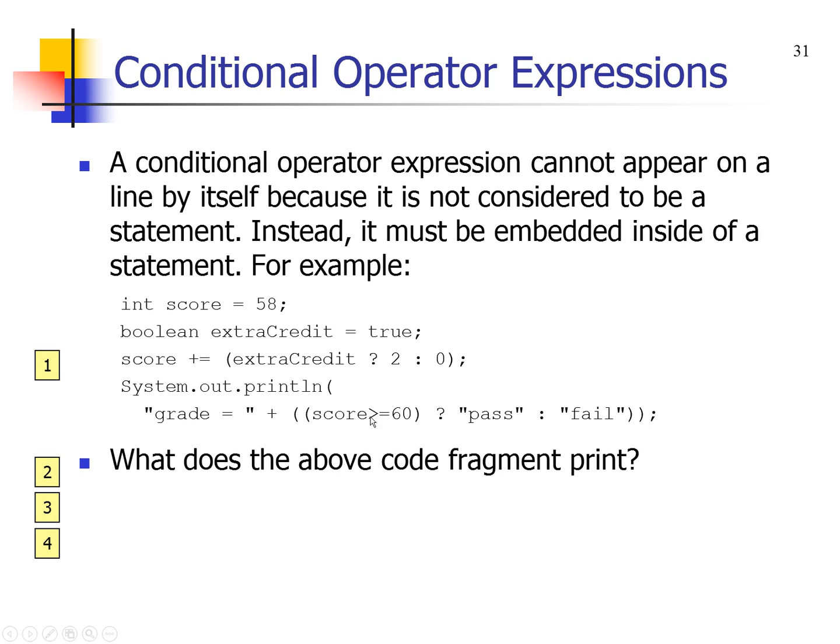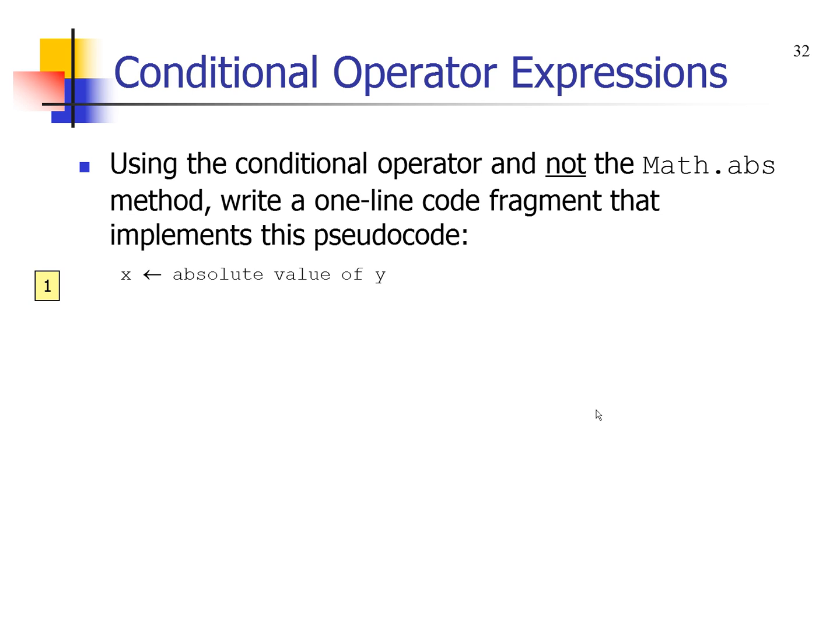Then we say score is greater than or equal to 60. That would be false, because it's only 58. Again, this is true, this is false. So we print fail at that point. All right. It says using a conditional operator, and not the absolute value, write a one-line code fragment that implements this pseudocode. Hold on.